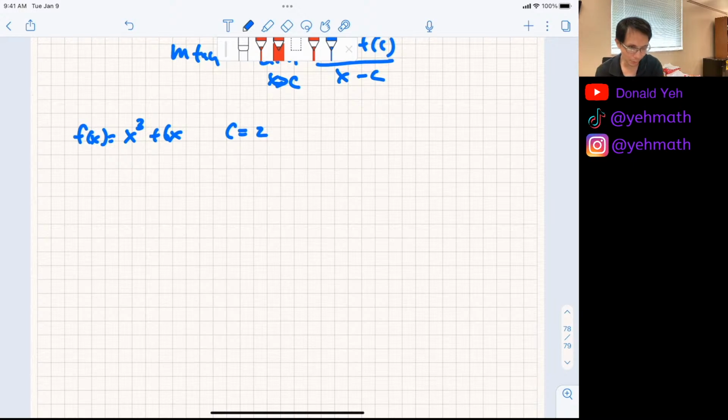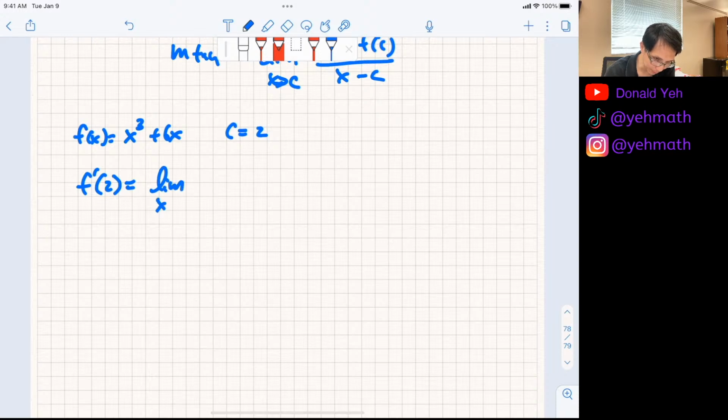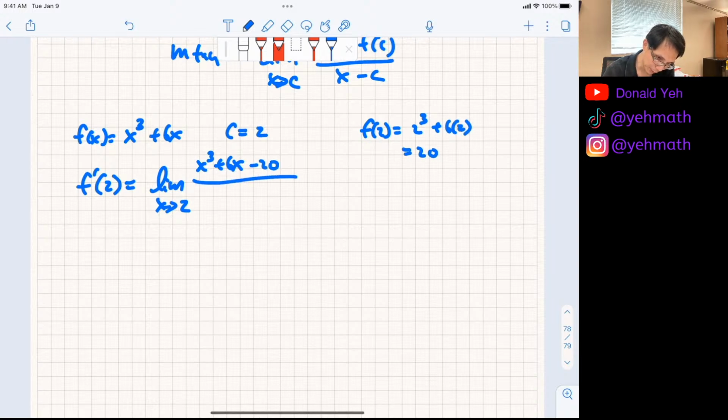The alternative way is not too bad. We're going to say f prime of 2. Does that make sense? Because we want to plug in 2. That means the limit as x approaches 2 of f of x, which is x cubed plus 6x, and then we plug in 2. f of 2 in this case is 20. So it's minus 20 over x minus 2.